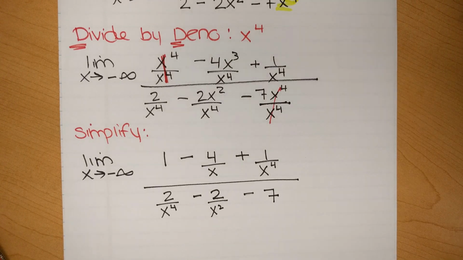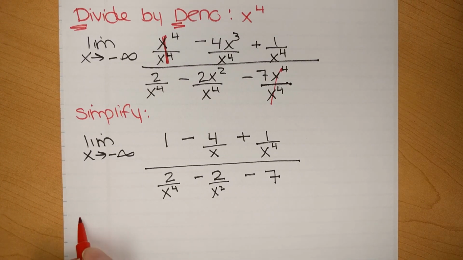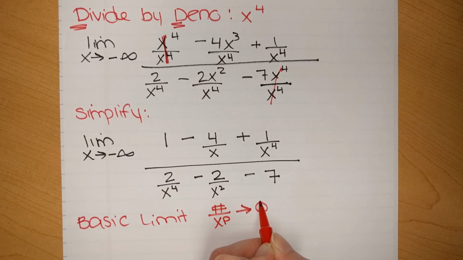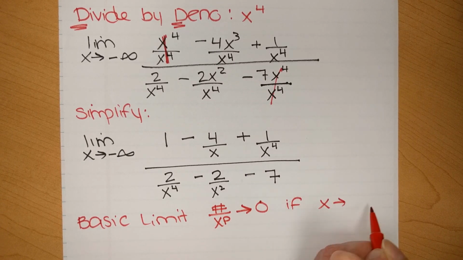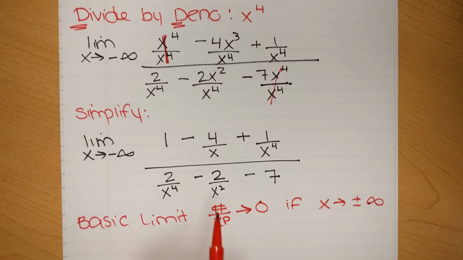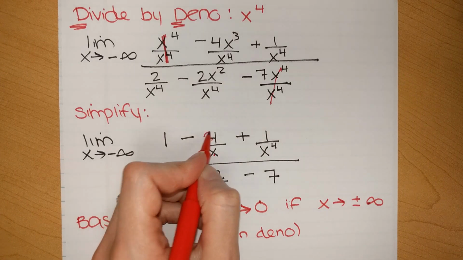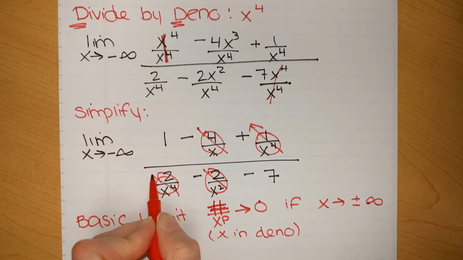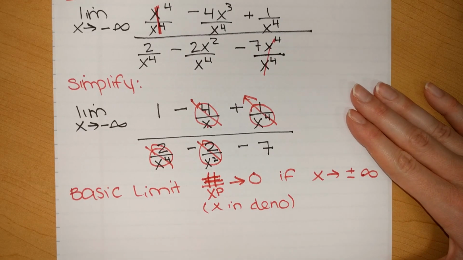All right, so now we use our basic limit law, and our basic limit law says that if we have a number over x to a power p, that is going to go to 0 if x goes to plus or minus infinity. So anytime basically we have an x in the denominator, this guy is going to be going to 0. So 4 over x goes to 0, this guy goes to 0, this goes to 0, this goes to 0, because it all has that structure of a number over x to a power p.